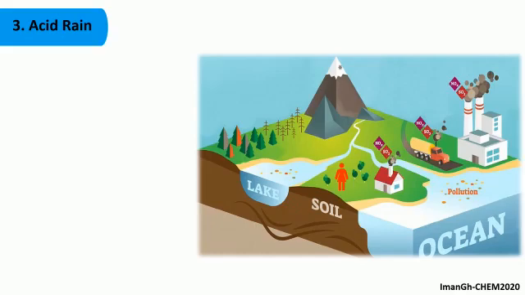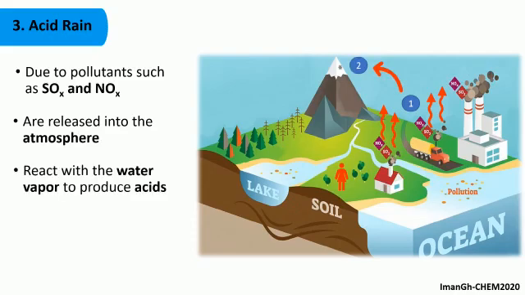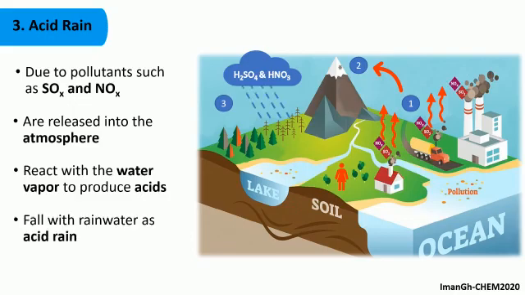One of the major effects of air pollution is the formation of acid rain. Acid rain is mainly due to air pollutants such as sulfur oxides and nitrogen oxides. These gases are released to the atmosphere due to combustion reactions. Then they are carried by wind to react with water vapor found in the atmosphere. As a result, acids such as sulfuric acid and nitric acid are produced. These acids fall to the earth with rainwater as acid rain.